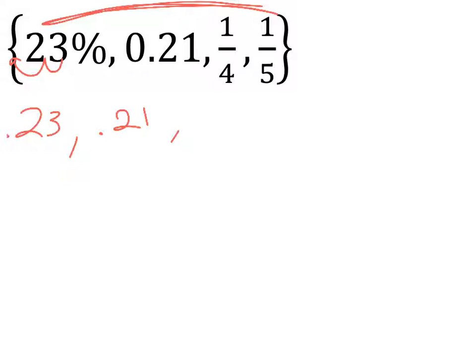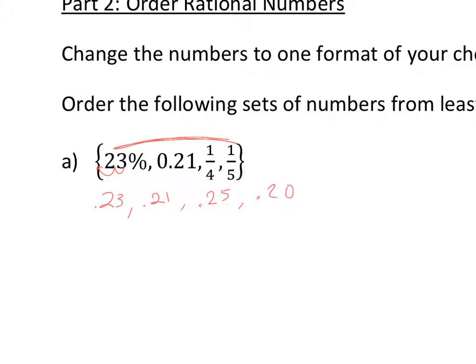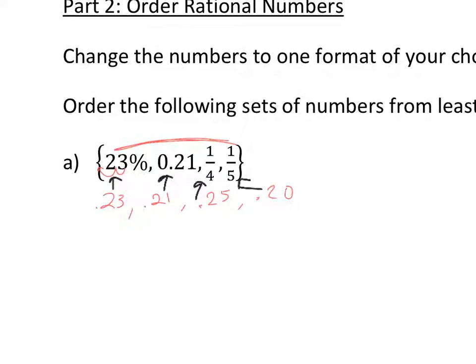The next 2 are fractions. To change fractions to decimals, we divide numerator by denominator. So 1 divided by 4 is 0.25, and 1 divided by 5 is 0.20. Okay, now see how I wrote them exactly in order right below their original form. And again, that is because your answer has to be in the original format of the number.